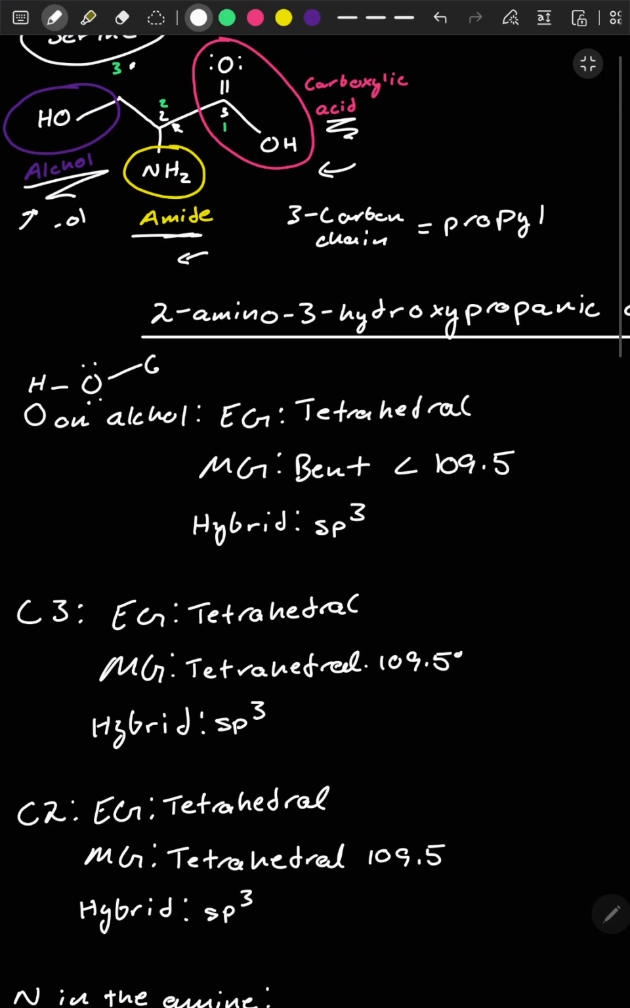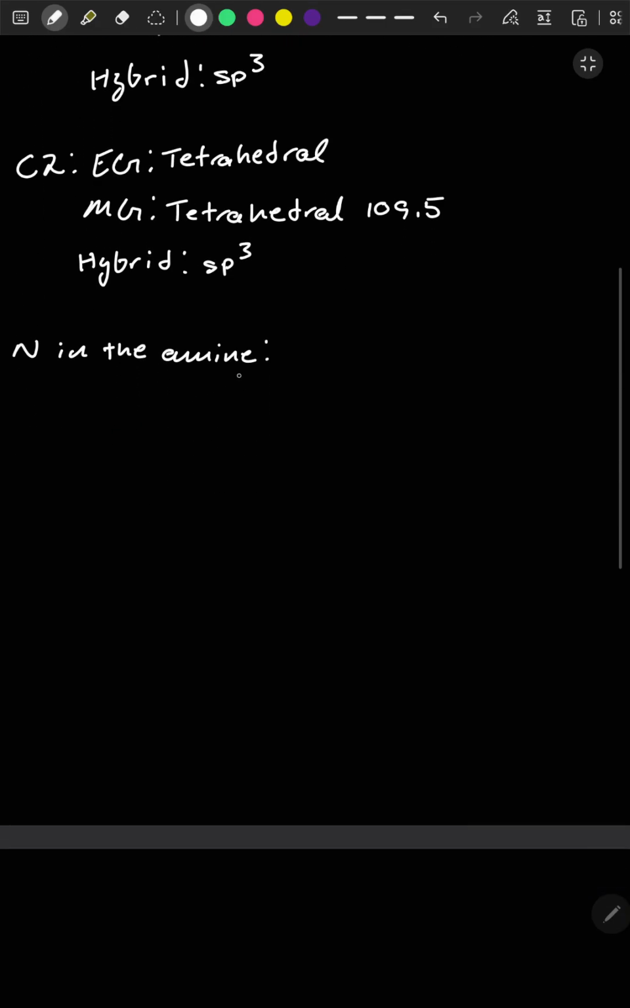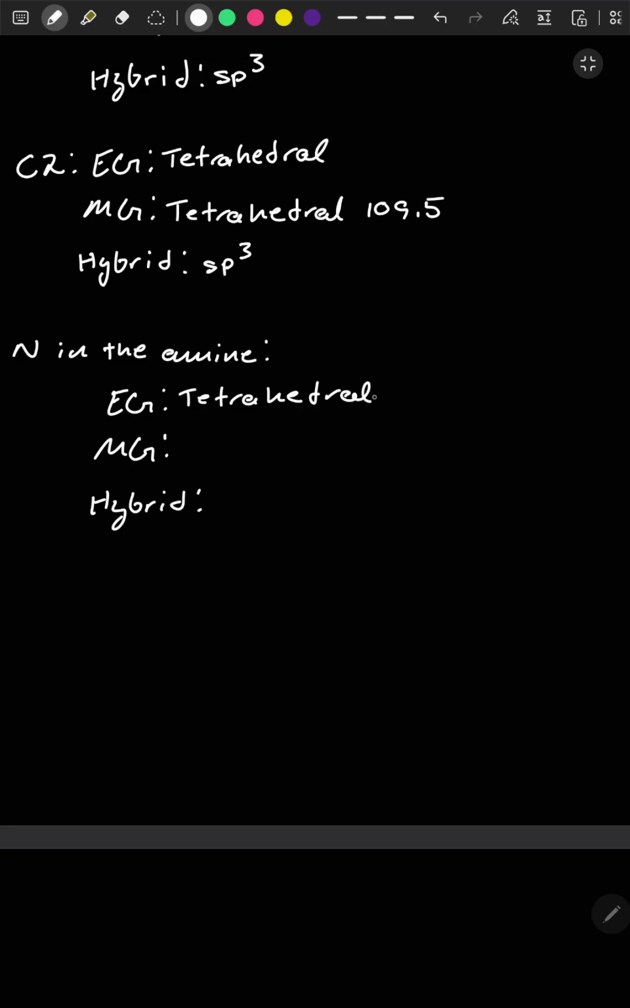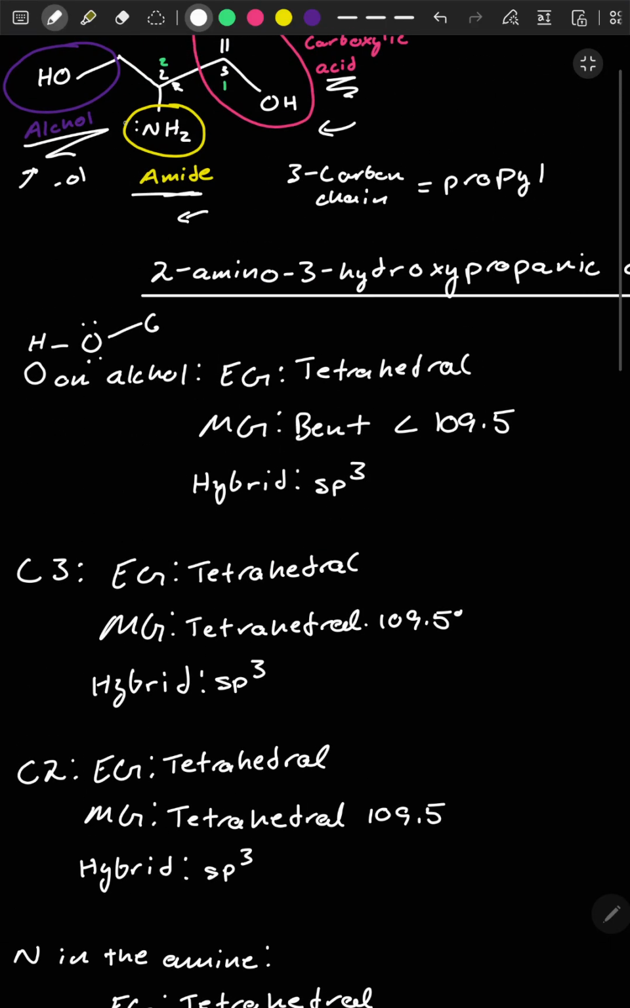So let's look at it up here. It's connected to 1 carbon, 2 hydrogens, and it has a lone pair. So it's going to have an electron geometry, molecular geometry, and hybrid of tetrahedral because it has 4 areas of electron density.